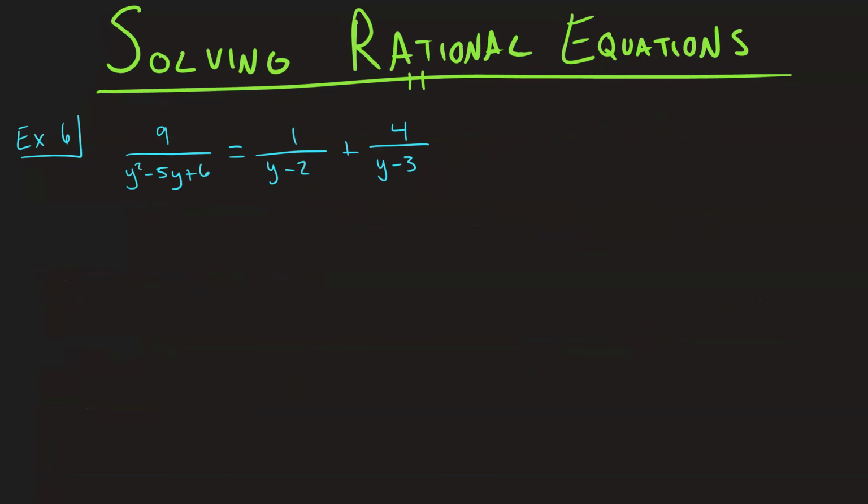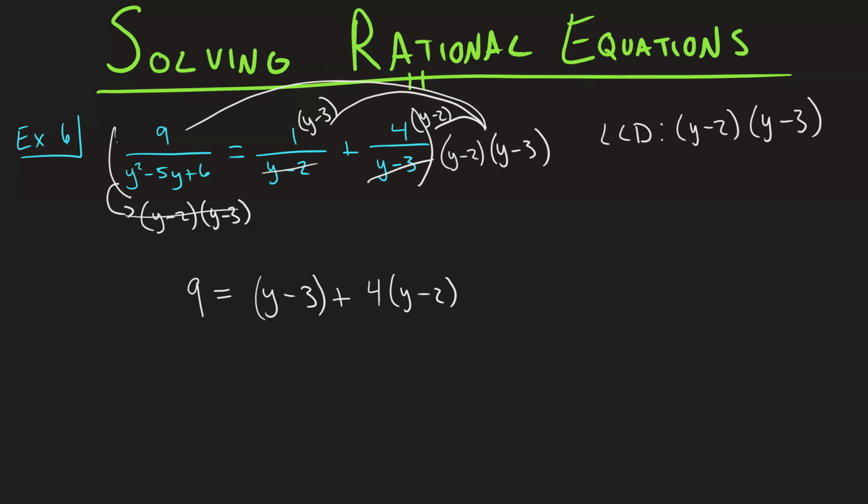Our next problem includes a quadratic in one of our denominators. So the best approach in order to help us find our LCD is going to be to factor our denominator. Luckily for us, our denominator actually factors out to y minus 2 times y minus 3, which happens to be both of the other 2 denominators. So our LCD is going to be y minus 2 times y minus 3. Let's go ahead and multiply that out.